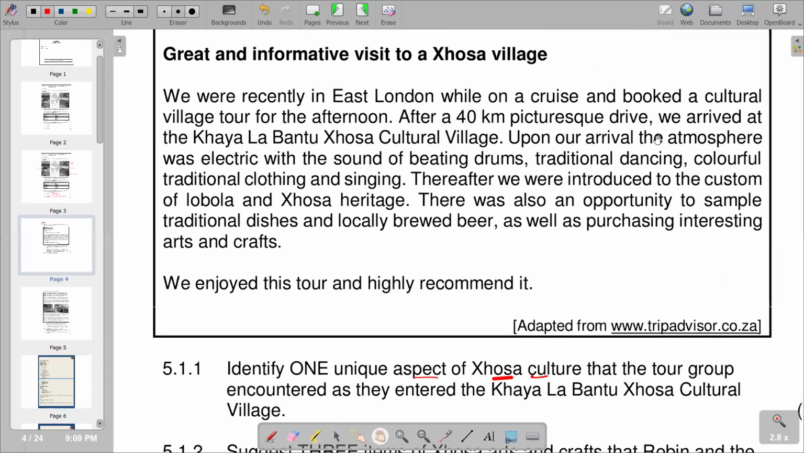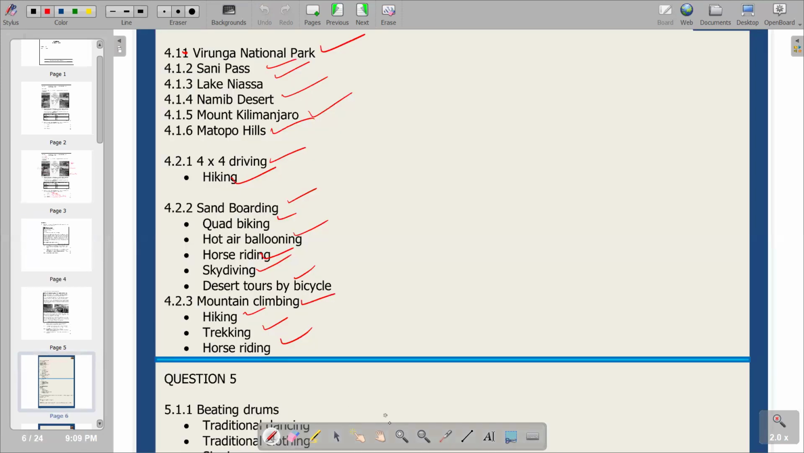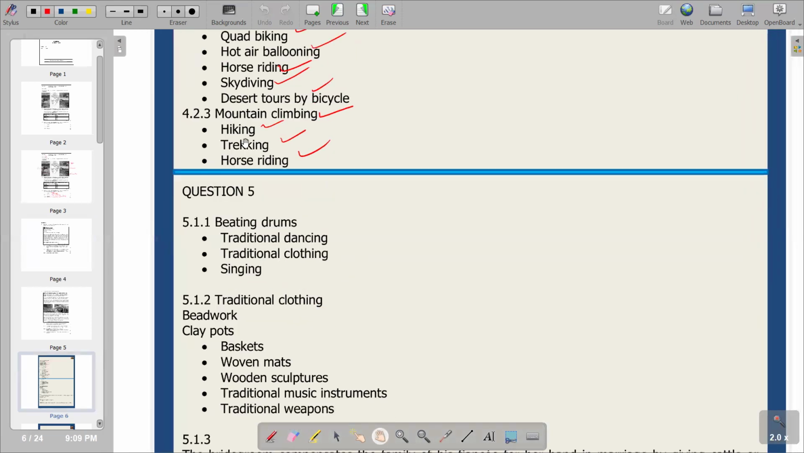We know that upon arrival, the atmosphere was electric, the sound of beating drums. So the first one that we can quickly identify is beating drums, and then traditional dancing can also be part of that. And then there's also the issue of singing, and colorful traditional clothing can also be one. So we can just pick one from those that we've underlined. We go to the other section and see what responses we have. Exactly as we are picking them, we have beating drums, traditional dancing, traditional clothing, and singing being part of the correct responses there.